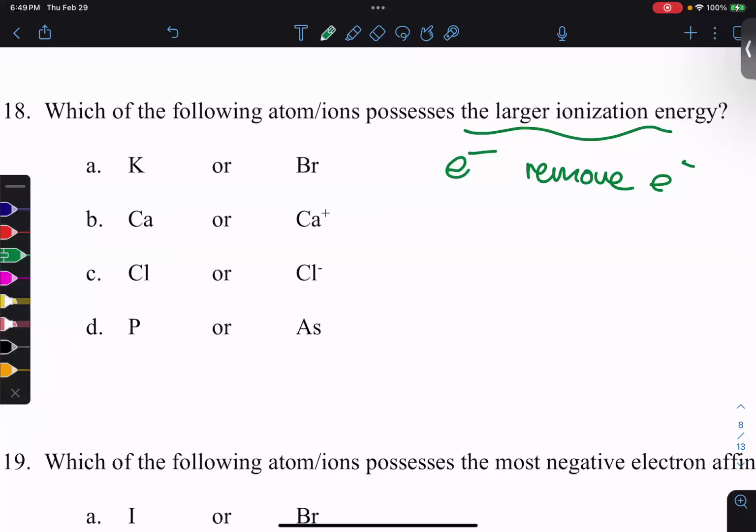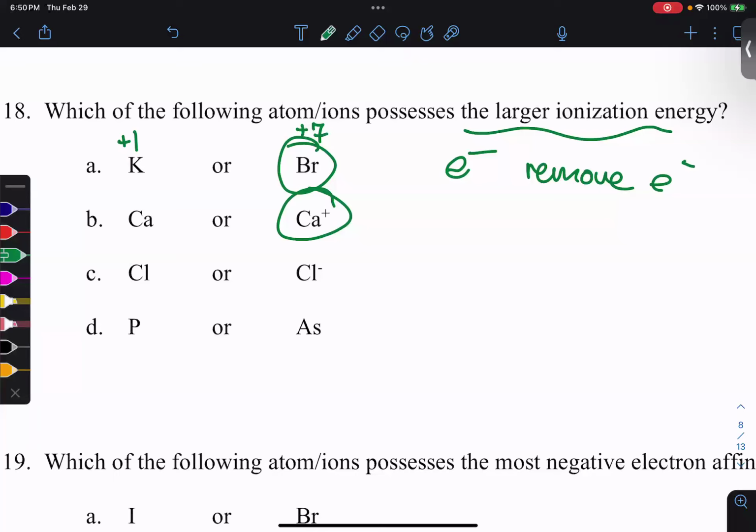Potassium or bromine, which one is harder to remove an electron? Bromine. Your electrons are attracted +1 on potassium, but +7 on bromine. It's harder to remove from a +7. It's more attracted. All right, calcium or calcium plus? Which one? Plus, yes, that one is harder. A lot of folks will think, oh, but calcium wants to be a 2+. No. It's all about energy. It's all about electrostatics. Calcium 2+ is smaller. It will always be harder to take from the smaller thing.